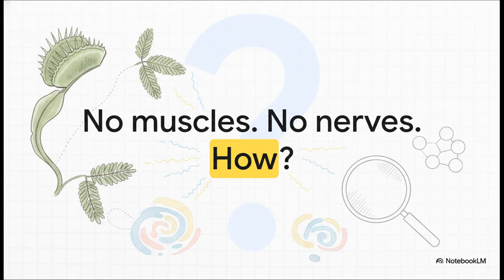But here's the kicker, and this is what's so fascinating. This plant has no muscles to contract. It has no nerves to fire off signals. So how on earth does it do this? That's the mystery we're going to unravel today.